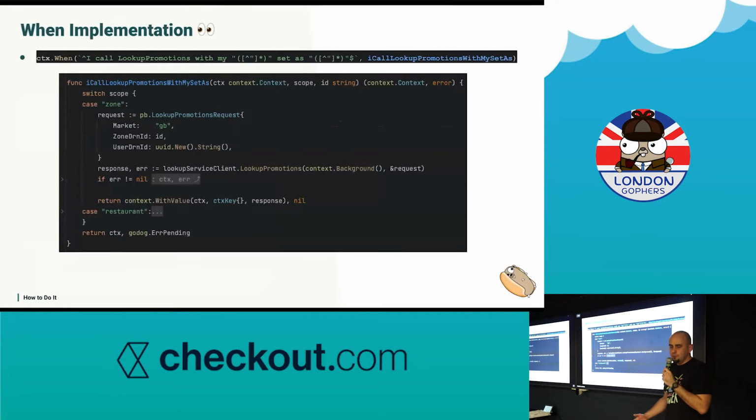Next, the when implementation. Again, when I call lookup promotions with my parameter set as parameter, my Go function has got 2 parameters but an additional context. What might I need the context for? Any ideas?